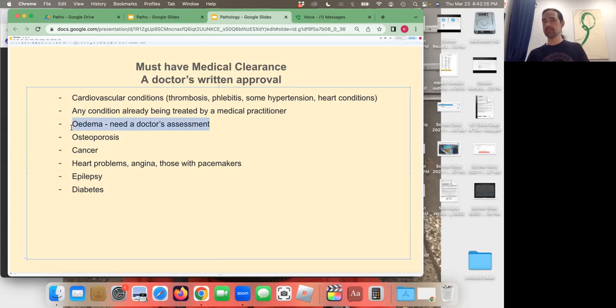Different kinds of edema, different situations, really need to be seen by a doctor for assessment, right? It's not necessarily something that you have to have written approval for, but it doesn't matter. Don't split hairs. Keep it simple for the MBLEx. Send them to a doctor.